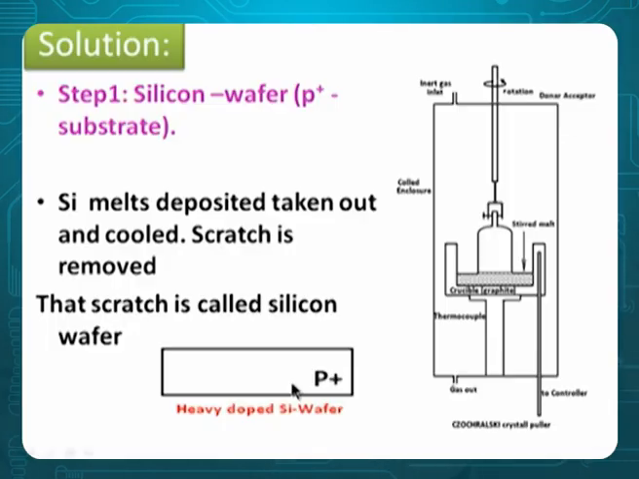Nowadays people are talking about wafers, and so many wafers are there. That's what exactly a wafer is: a small thin layer that we take. Upon that substrate we develop our IC, and that substrate is the silicon wafer. We call it the substrate, and that's called P+. So the silicon melt is deposited, taken out, cooled, the scratch is removed, and the scratch is called silicon wafer from now on. This is called a heavily doped silicon wafer, and this is P+.